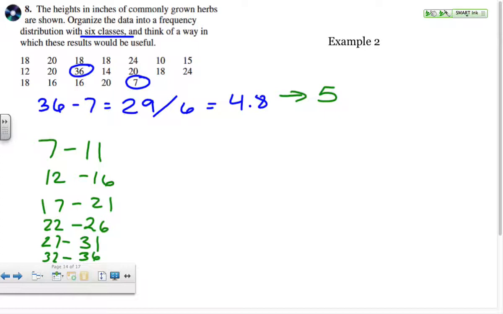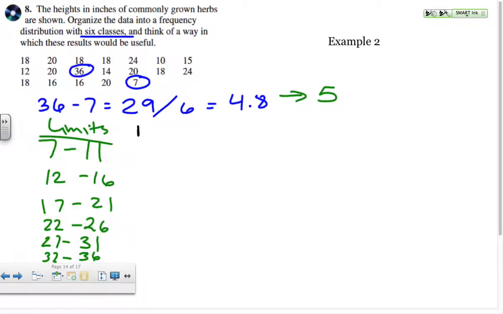I subtracted 1 from my width to be able to subtract and get the numbers easier that way. If you want to just count, if my class width is 5, and 7, 8, 9, 10, 11, that's 5 numbers, I can write them down that way too. So these are my class limits. That's the first part of my frequency distribution.